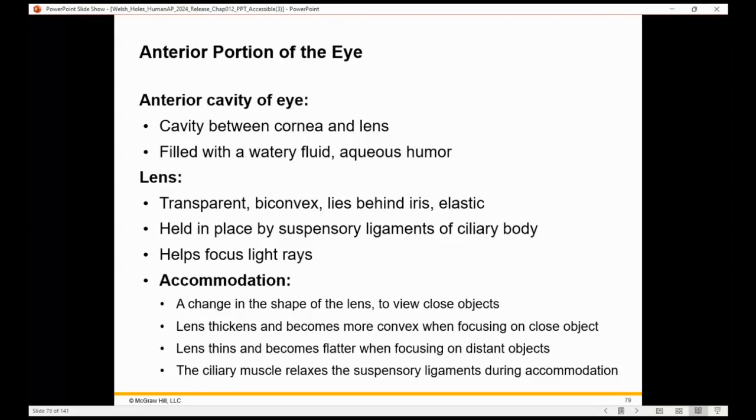In accommodation, we have a change in the shape of the lens to view close objects. The lens thickens and becomes more convex when focusing on close objects. The lens thins and becomes flatter when focusing on distant objects. The ciliary muscle relaxes the suspensory ligaments during accommodation.